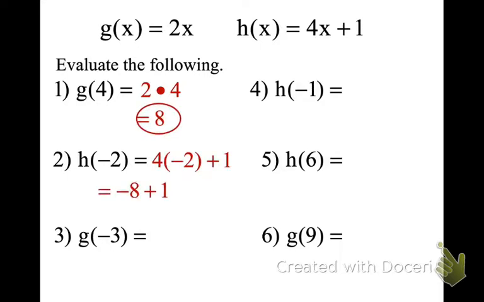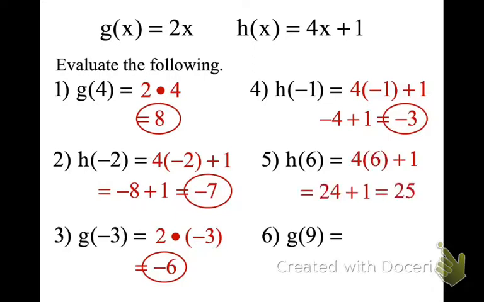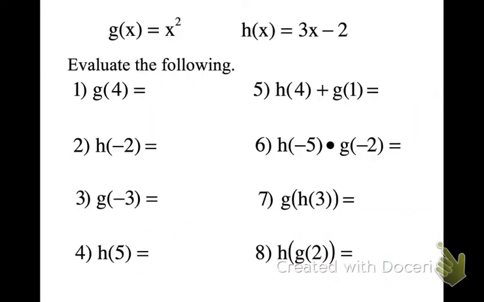Now let's check our work. Number 3, you should have gotten negative 6. The g of negative 3. The h should be negative 3. The h of negative 1 equals 3. It's 25. And this is 18.